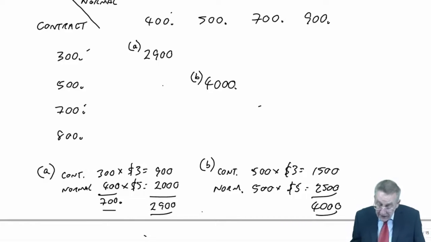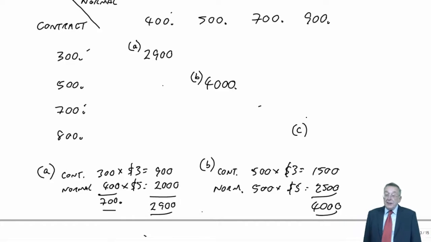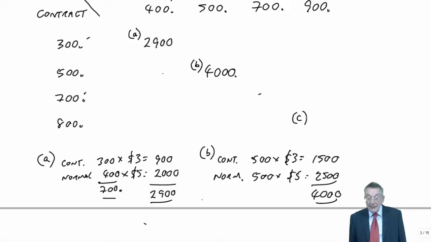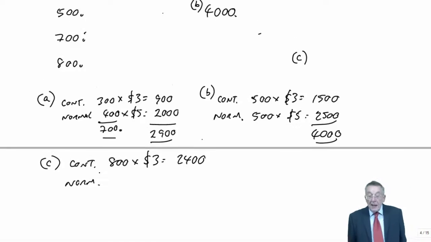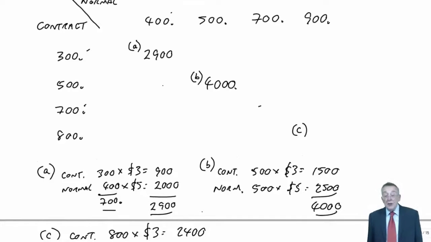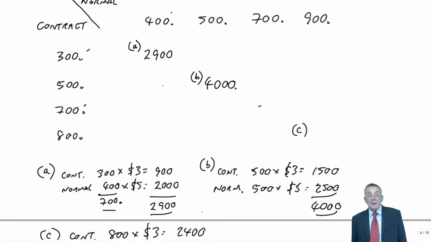However, let's look at one more. What about this one? Suppose we decided to sign a contract for 800 and ordinary customers wanted 900. Well, if we sign the contract for 800, we have to supply 800. And contract sales make $3. Normal customers want 900, but with a problem. Because remember, the first line of the question said our capacity is 1,200 units a month, so we can only make 1,200 units a month.